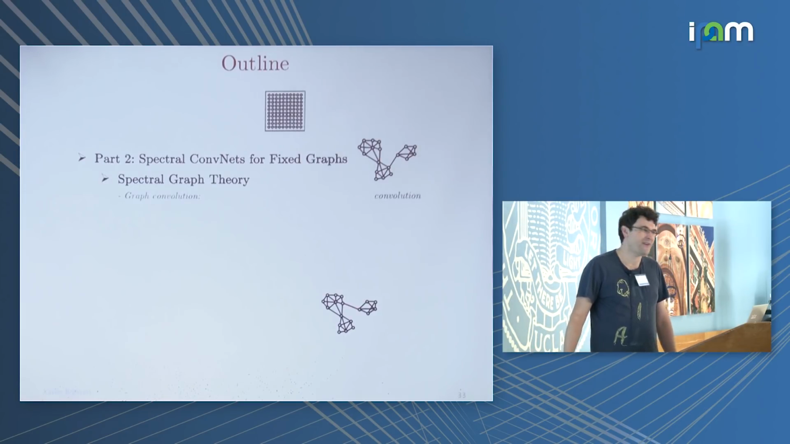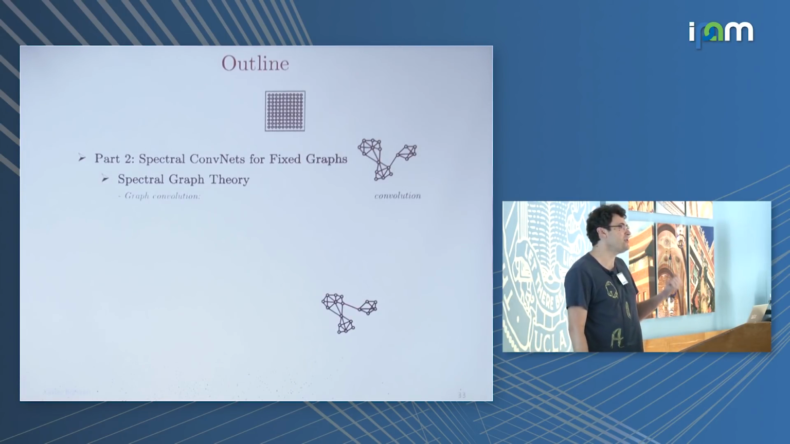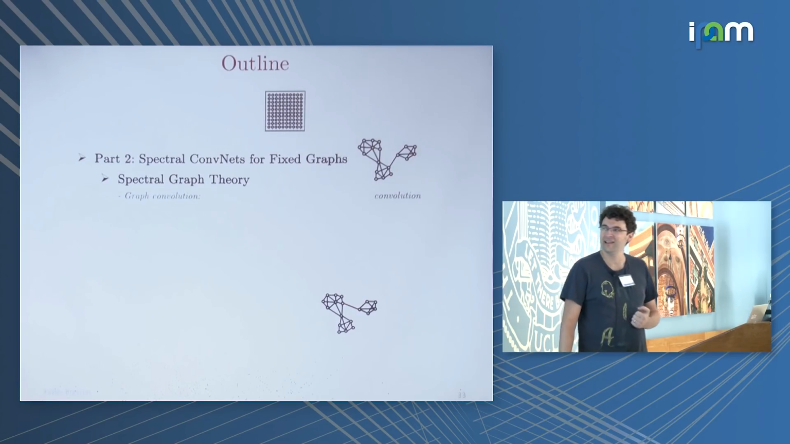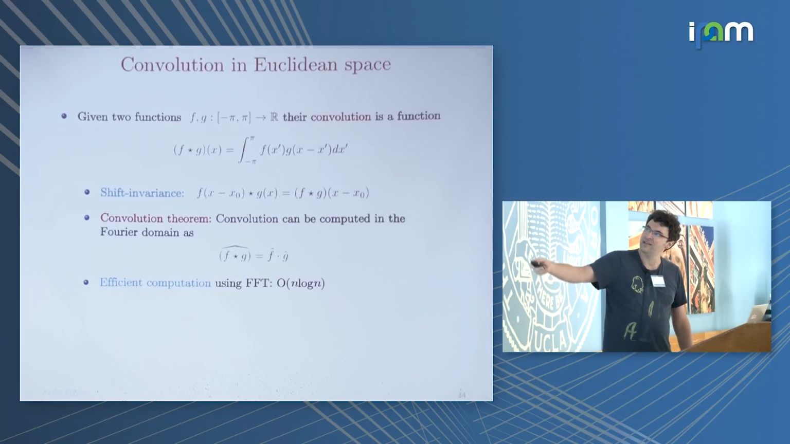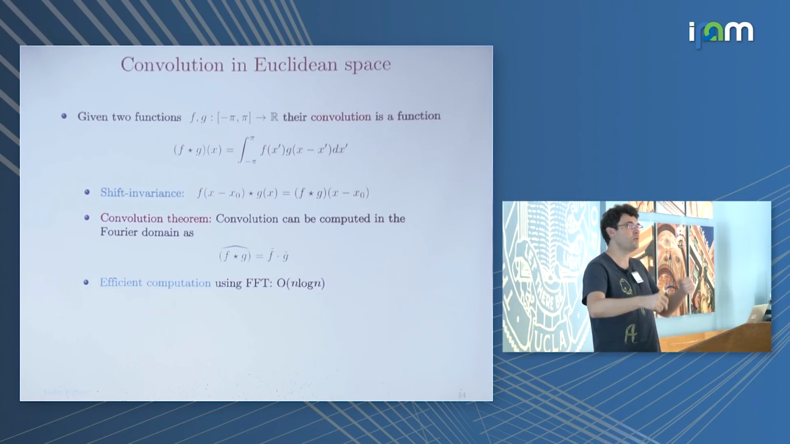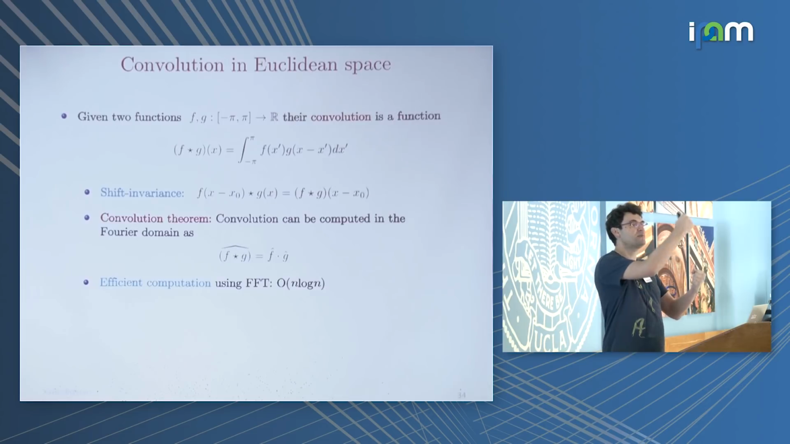So why I want Fourier analysis is because convolution is easier to do in the Fourier domain, at least for graphs. This is a standard definition in the Euclidean space of convolution. We have shift invariance, I will come back to that. But most importantly, we have the convolutional theorem. If we want to do the convolution of f by g, first we do the Fourier transform of f, multiplied by the Fourier transform of g, and then inverse Fourier transform.